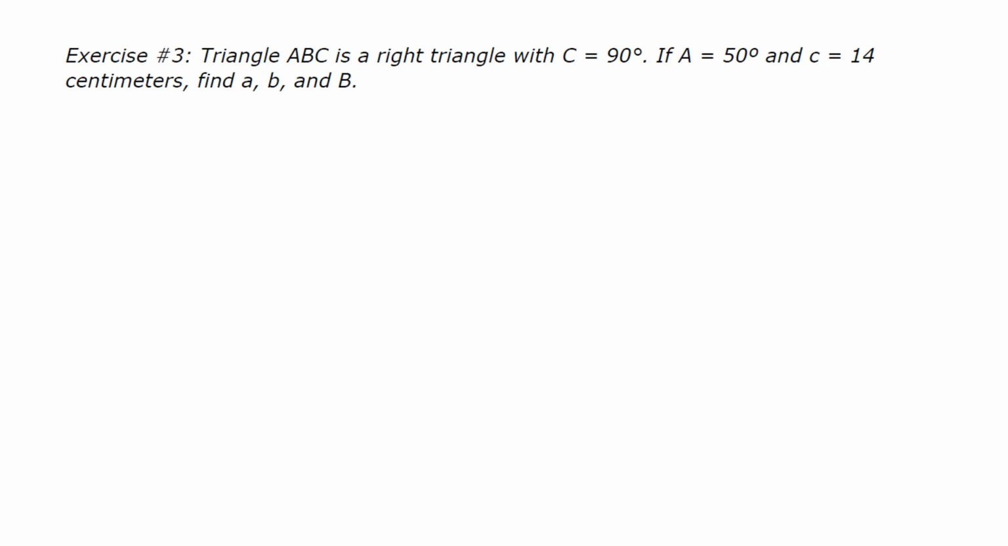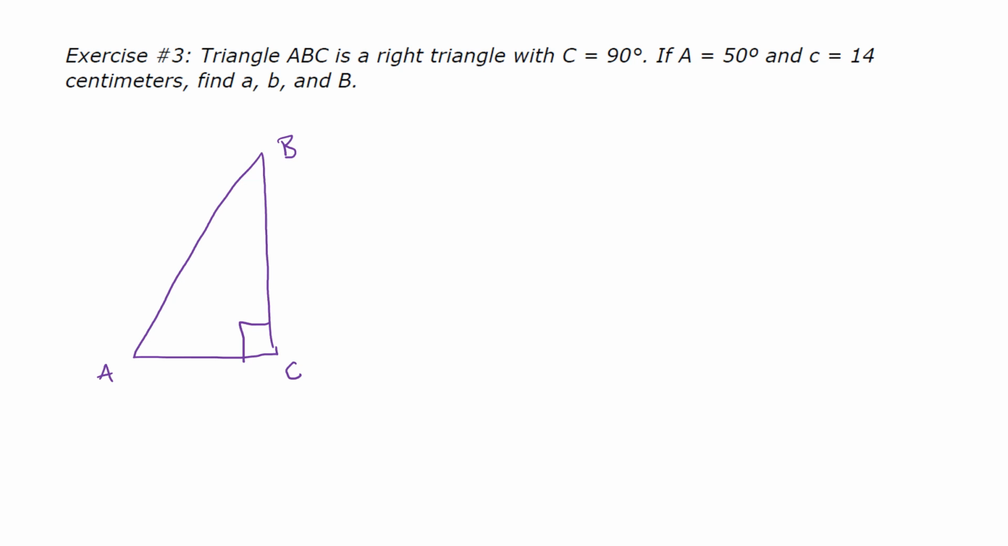Exercise 3. Triangle ABC is a right triangle with C equals 90 degrees. If A equals 50 degrees and lowercase c equals 14 centimeters, find lowercase a, lowercase b, and B. So the first thing that I know here is I'm dealing with a triangle, and not just any type of triangle. I'm dealing with a right triangle. So I'm going to draw a right triangle, and I know right triangles have a 90-degree angle. Now in this specific triangle, it says that C is the 90-degree angle, and my triangle is called ABC.